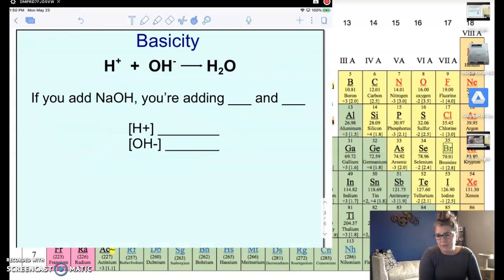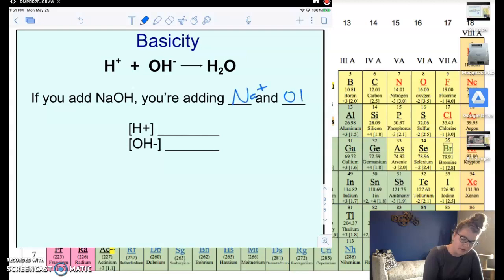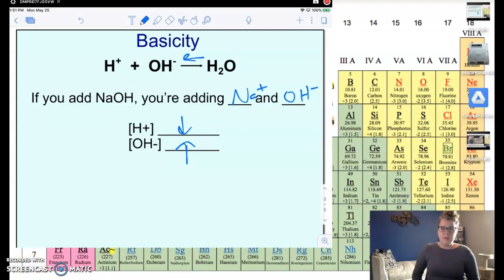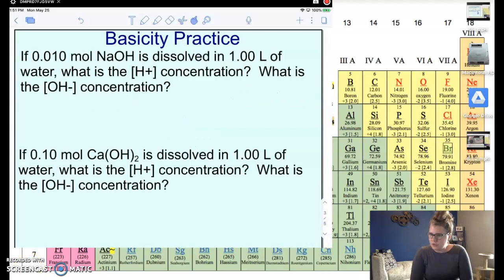So now on the flip side, we can do the same thing with bases. For example, if you're adding sodium hydroxide to water, you're adding more sodiums and more hydroxides, which means obviously your hydroxide concentration is going up. And since this is in equilibrium, if your hydroxide concentration is going up, your hydrogen concentration therefore has to go down in order to keep that K value the same. So why don't you try a couple of these?